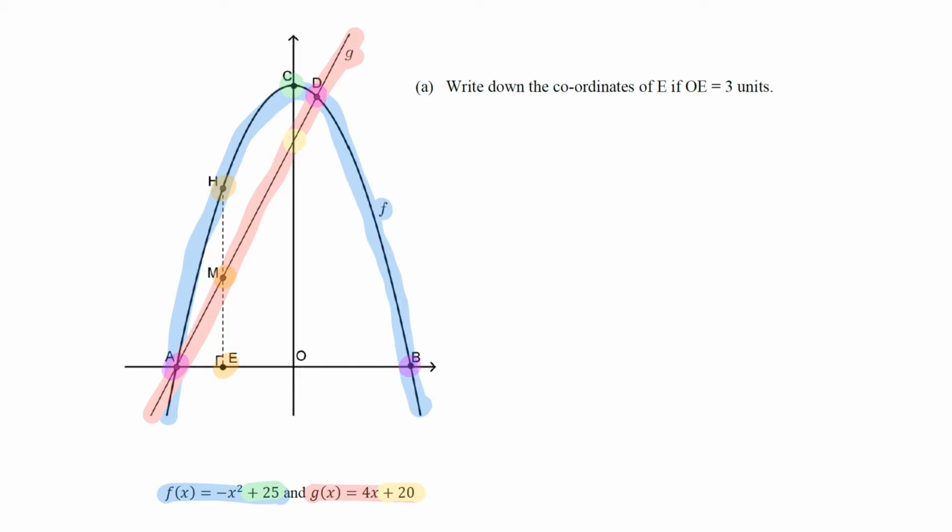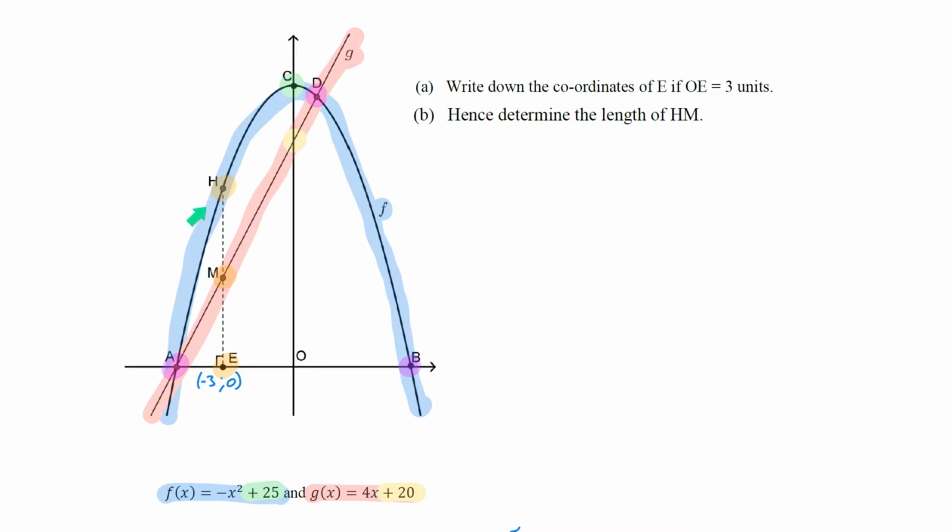Our first question is to write down the coordinates of E, which is sitting down here, if OE, which is this distance here, is 3 units. In other words, we're given that this is 3, therefore we've gone left by 3, therefore this must be minus 3 on the x-axis. So E is just the point minus 3, 0. And that's going to be quite useful, so let's put it in our diagram so we can have it there for reference for later.